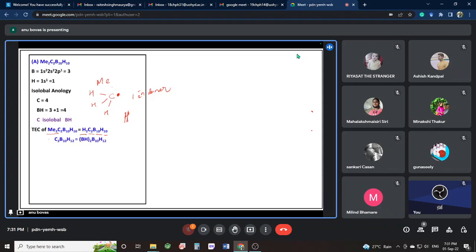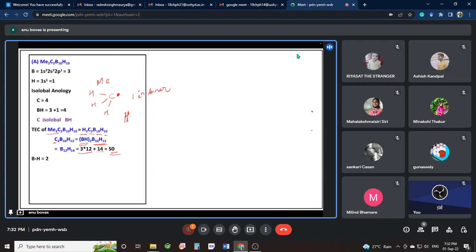Now, the carbon can also be replaced with BH. So how much will we get? Here it is B10H12 and C2 is there. C is replaced with BH, so we will get BH twice, B10H12. So the total will be B12H14. B12H14 means 3 into 12 plus 14 equal to 50. So the total electron count is equal to 50.